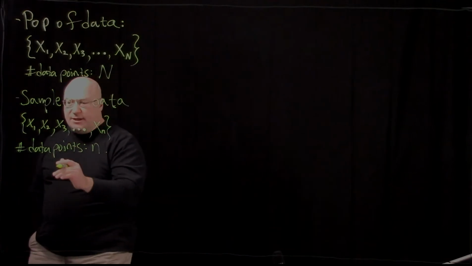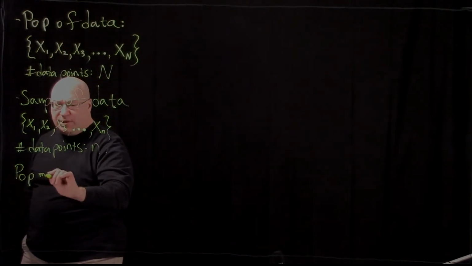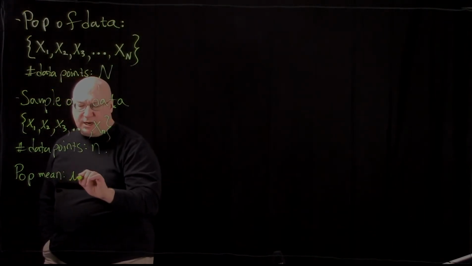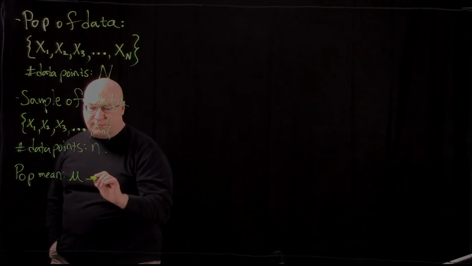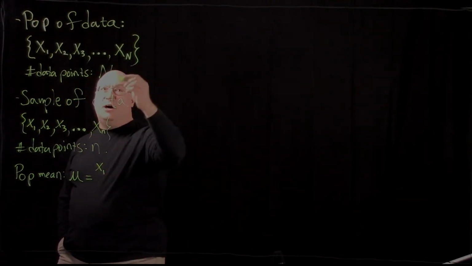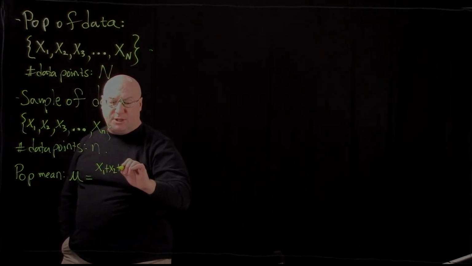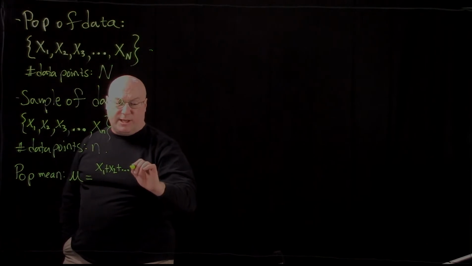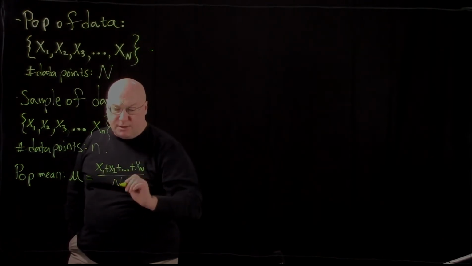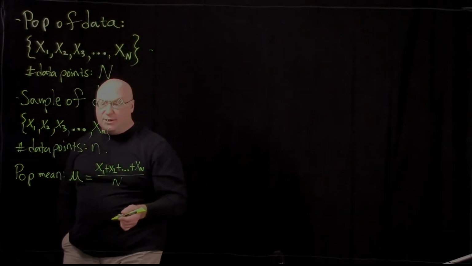So, how do we compute the population mean? Recall that the population mean is a population parameter. We use the Greek letter mu to represent it, and we would write that as the sum of all these data points up here, so x1 plus x2 plus all the way out to the very last one, and then we divide by the number there are, right? You always add up all the data points and divide by the number there are.